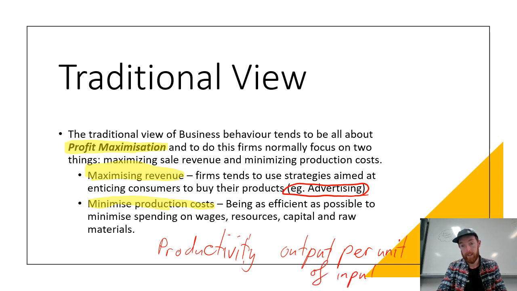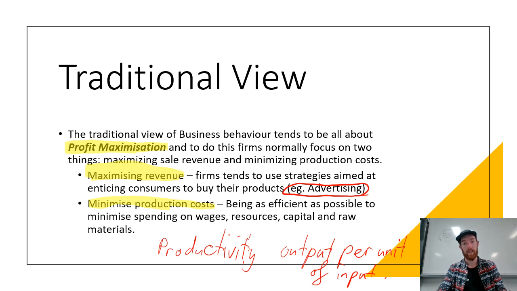So sometimes they measure productivity in GDP per hour worked, which essentially means how much production is occurring per hour that each person is working. And businesses want that to be as high as possible. They don't want their staff just standing around doing nothing. They don't want machinery to be left unused because they want to maximize their output. So businesses will do what they possibly can to minimize production costs.